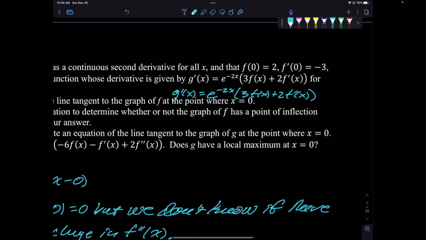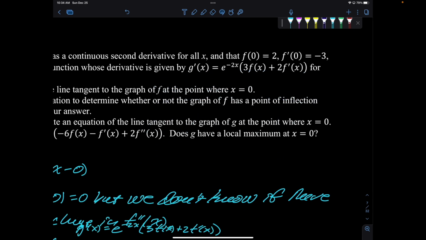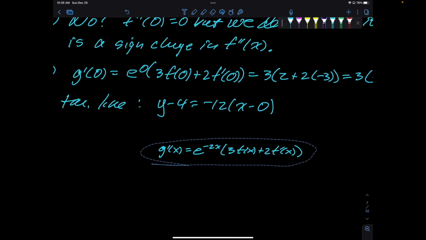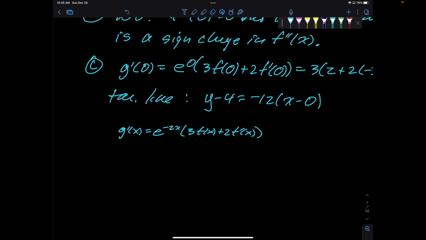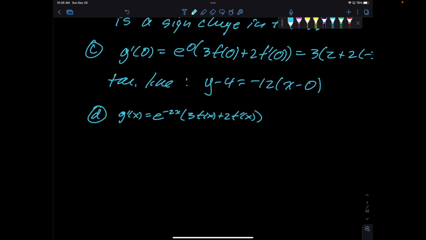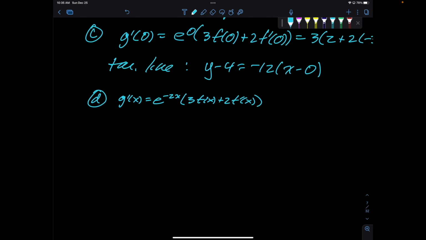A really important AP thing about this problem is that even if you cannot successfully show that g double prime is what they claim it is, you can still use what they gave you to answer the question. And that's really important. So never give up, answer whatever you can.